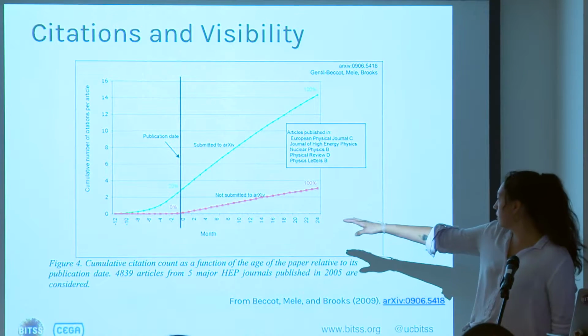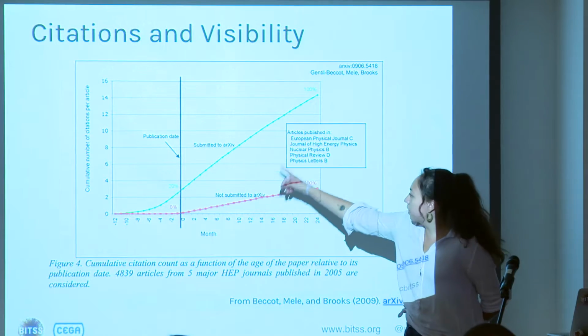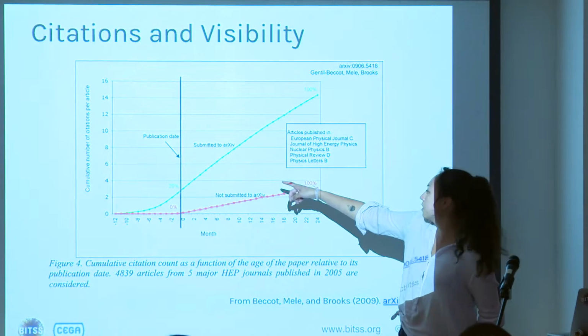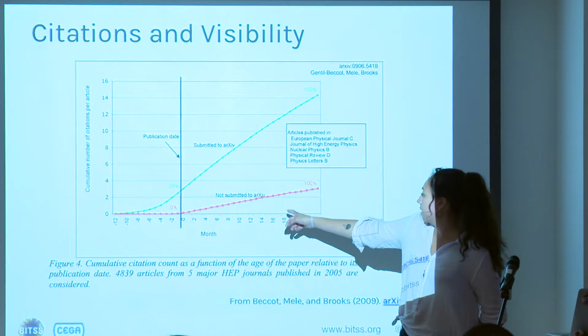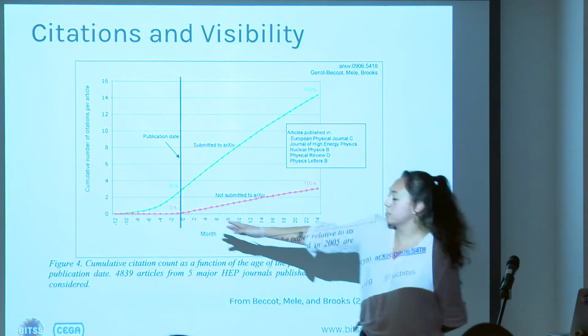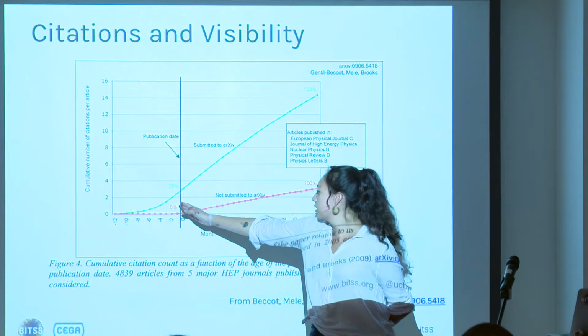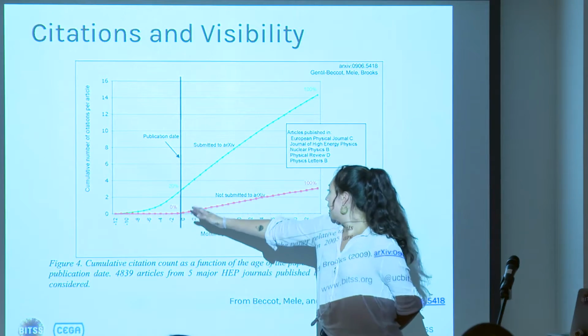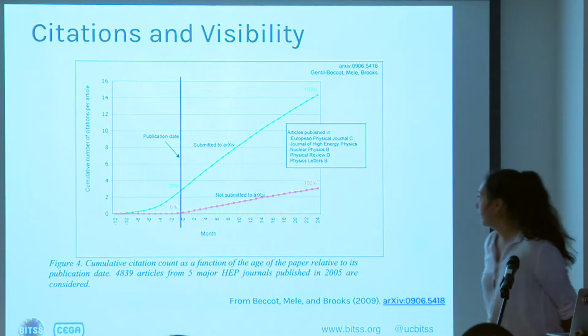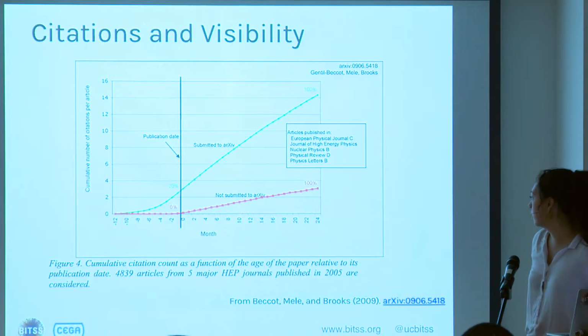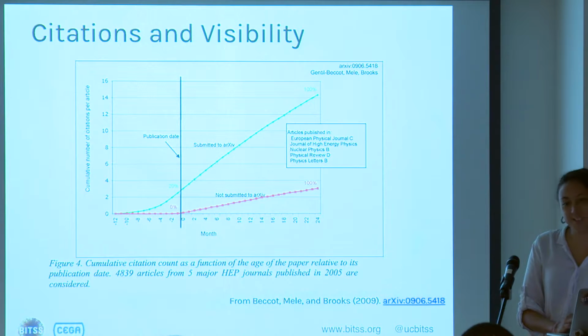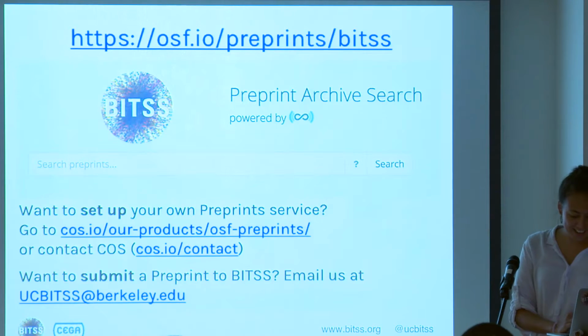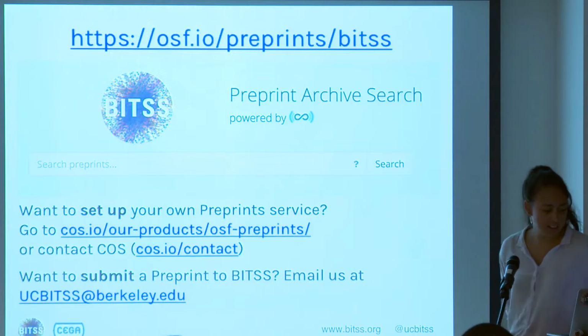Talking about citations, the green line up here are papers that have been submitted to arXiv. The red line is papers that have not been submitted. So citations already start before publication, because you can start citing a preprint even before it's been accepted to a journal. And they are much higher after the fact as well. So that's also nice.